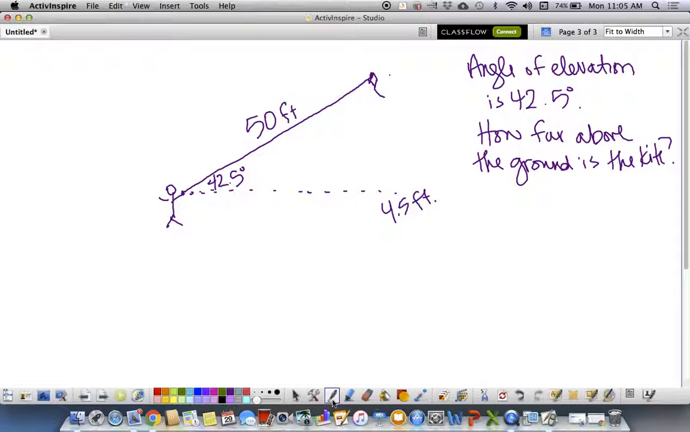Is the angle of elevation and the angle of depression almost the same? No, absolutely not. It depends on where it's measured from. Should you always keep your angle of depression down there at the bottom? But they're not the same thing.